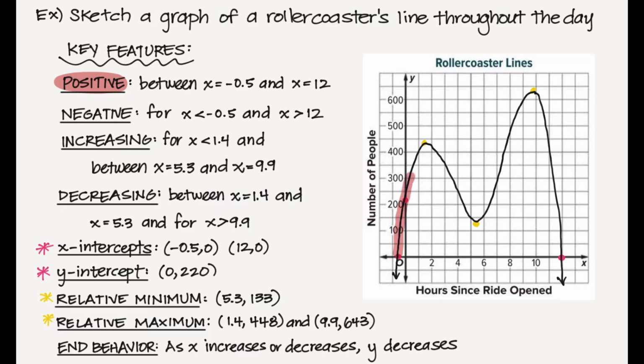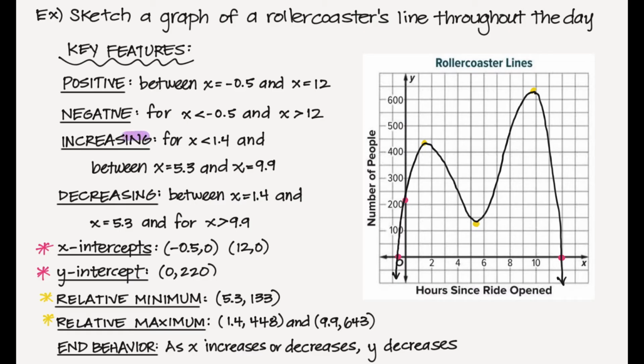So is it positive, meaning above the x-axis, between negative 0.5 and 12? It is. Is it negative when it's less than negative 0.5 and when it is greater than 12? Yes, that's true as well. So far my graph is looking good. Let's check out where it's increasing.